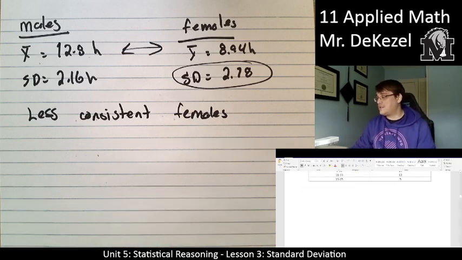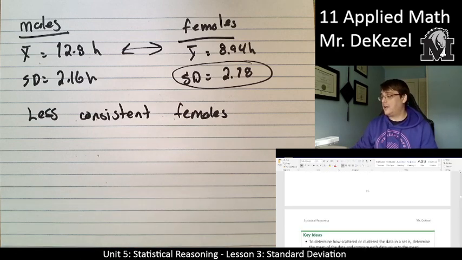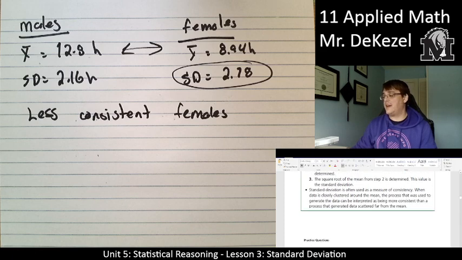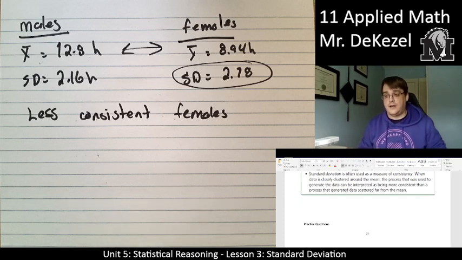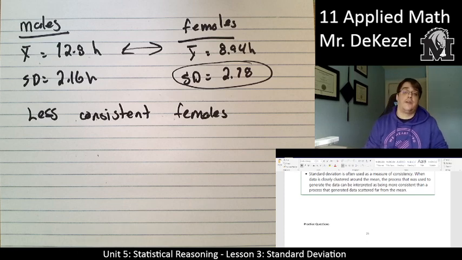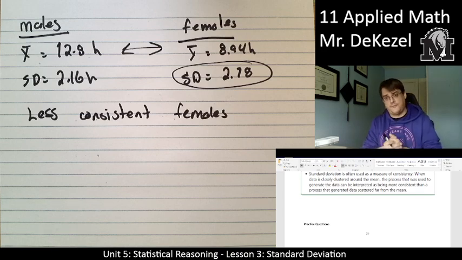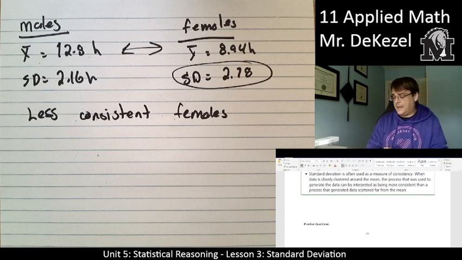So there are lots of problems for you to do. There is the key ideas, and then there's going to be lots of comparing standard deviations. We are going to go over how to find a standard deviation with technology, but the process for finding standard deviation, where you find the difference from the mean, you square that deviation, add them up, find the average of those, and square root it, is something that I'm going to expect you to be able to do.